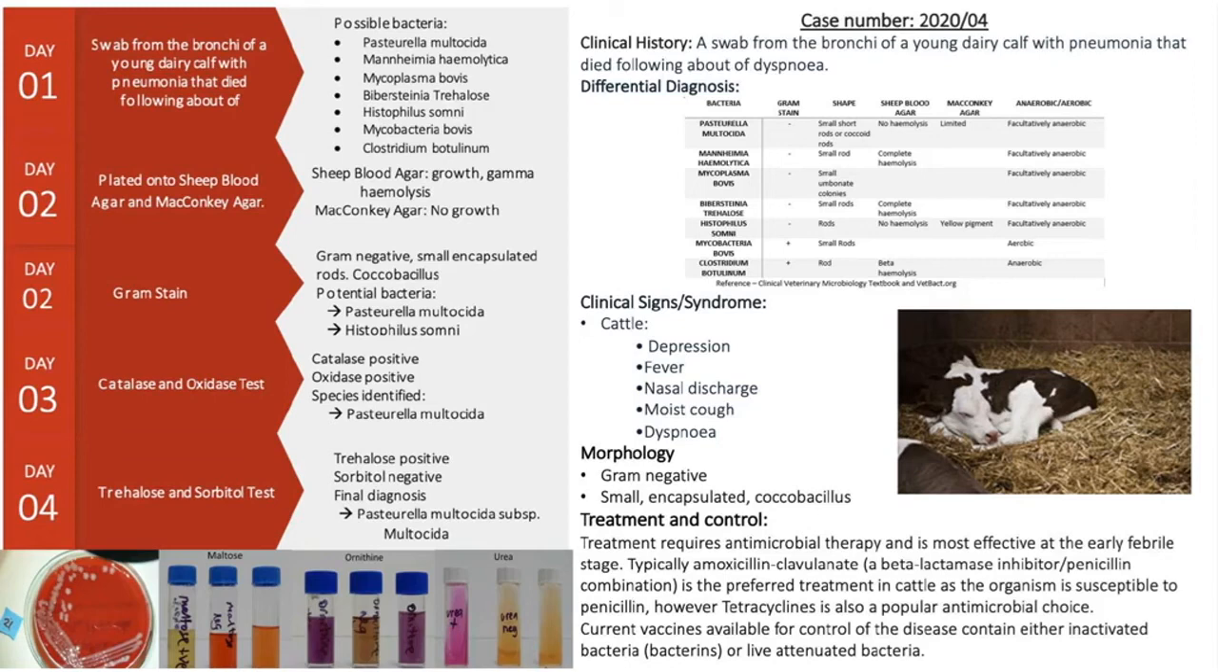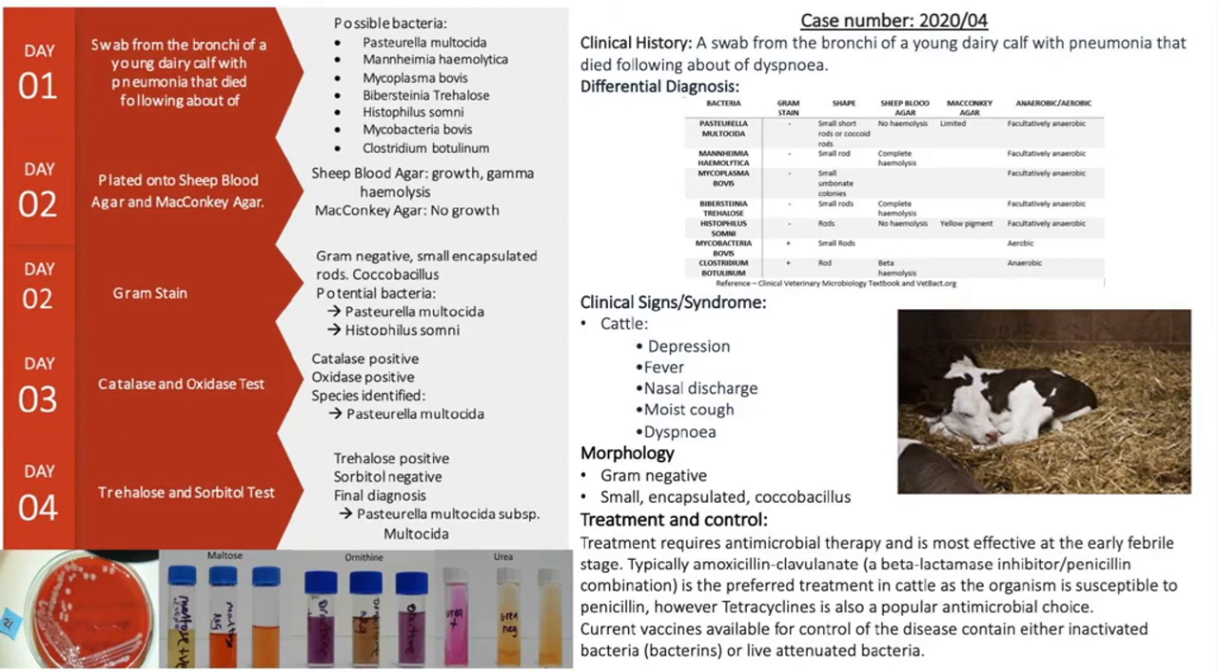The bacterial organisms include Mannheimia haemolytica, which is considered the most common and serious of all the bacterial agents. Also involved in the complex is Pasteurella multocida, Mycoplasma bovis, and Histophilus somni.